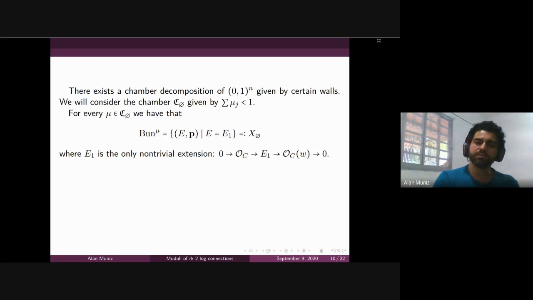This is very special since for every weight in this chamber, the moduli space of semi-stable parabolic bundles is just the quasi-parabolic structures on E1. That's the unique non-trivial extension of OW by O. As the weight is inside the chamber, everything is stable.